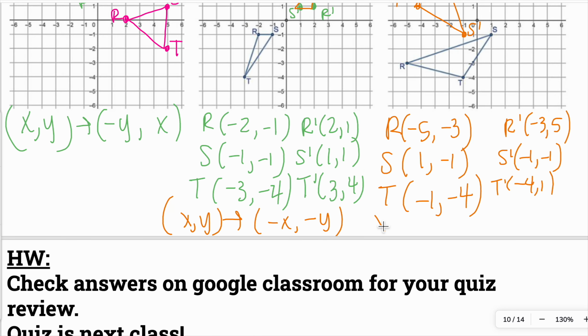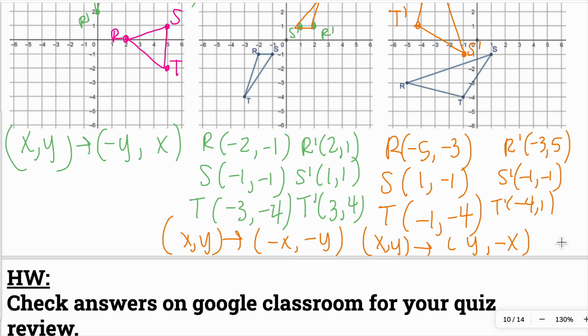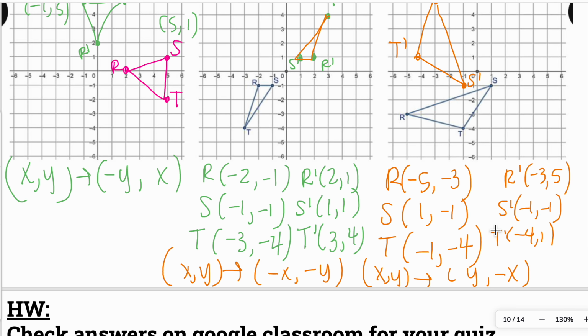So for this one, if you're using your algebraic rules, x, y, remember y comes to the front, x goes in the back, but x this time is the one that's going to get changed to its opposite, okay?